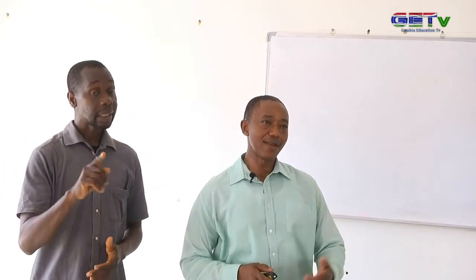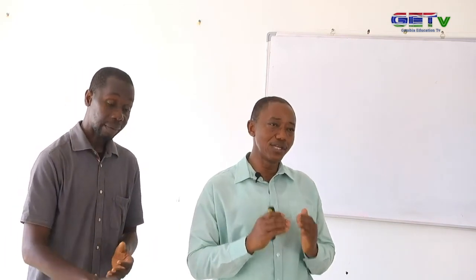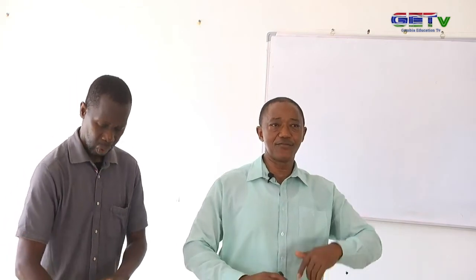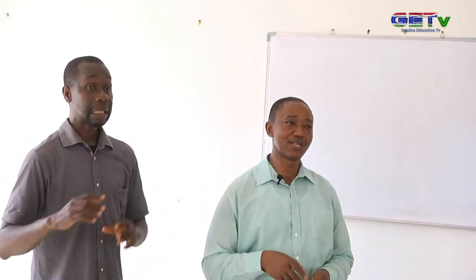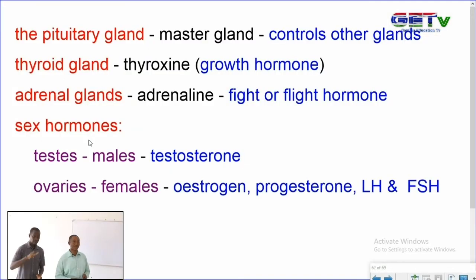Then we have the thyroid gland that produces thyroxine. Now, thyroxine is a growth hormone. That means it controls how we grow. If you have too little, you grow less. If you have too much, you grow too much. Okay, so the pituitary gland is the master gland that controls other glands. The thyroid gland is the gland that controls how we grow by producing thyroxine.